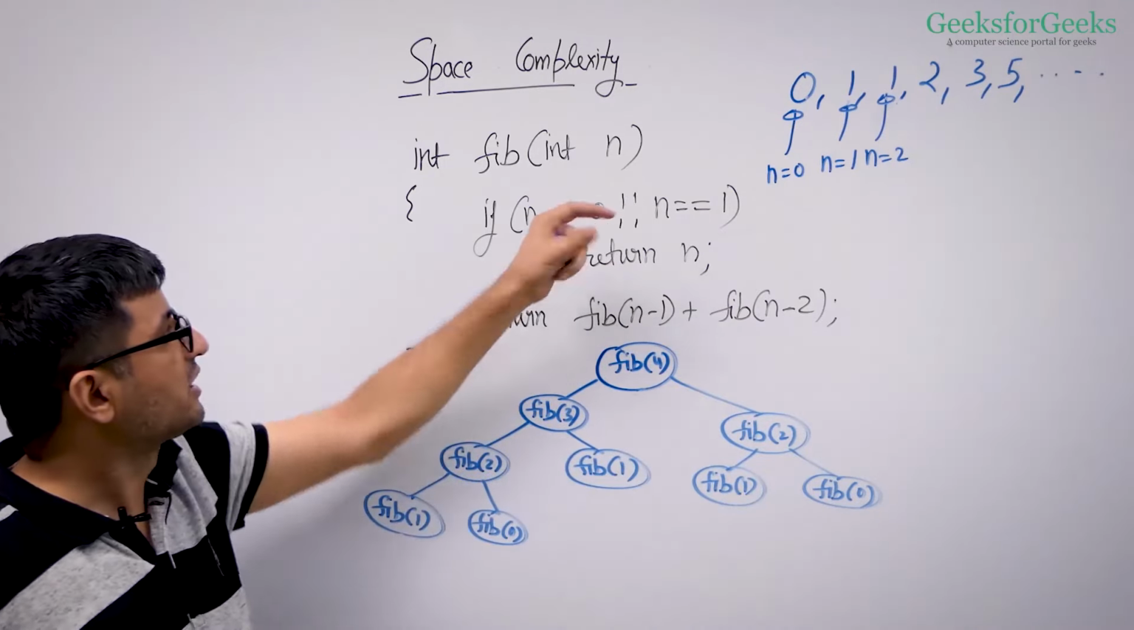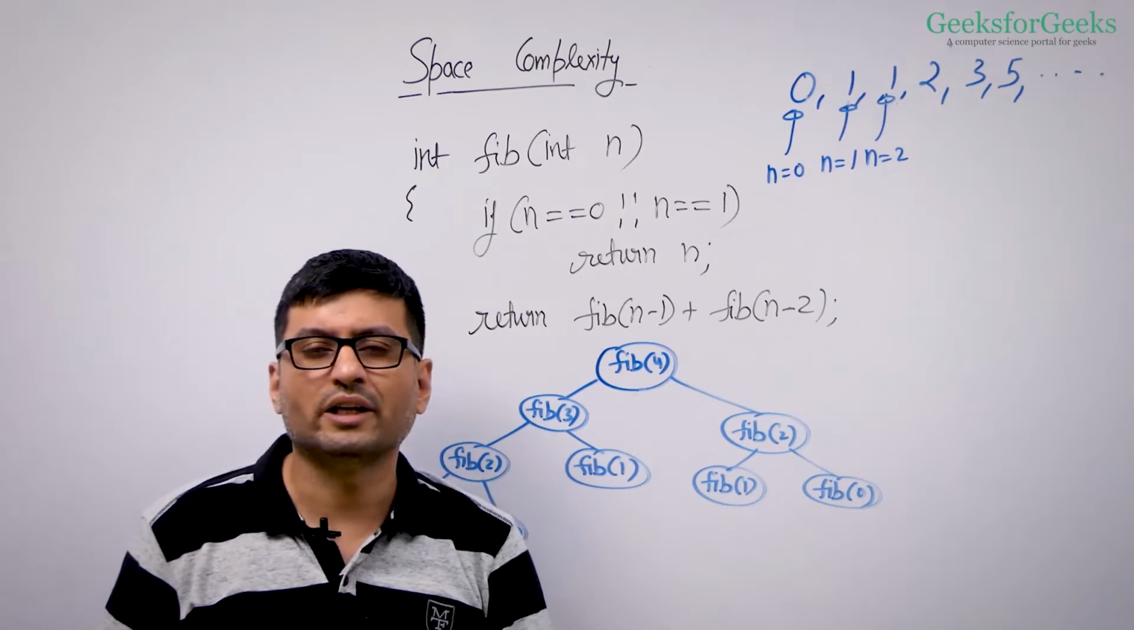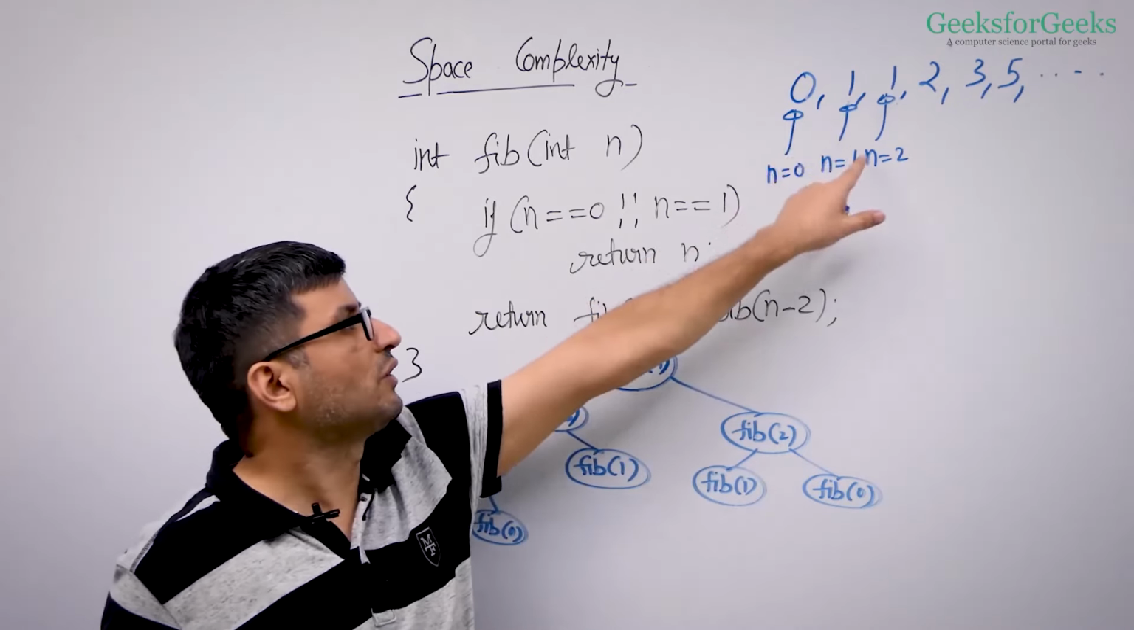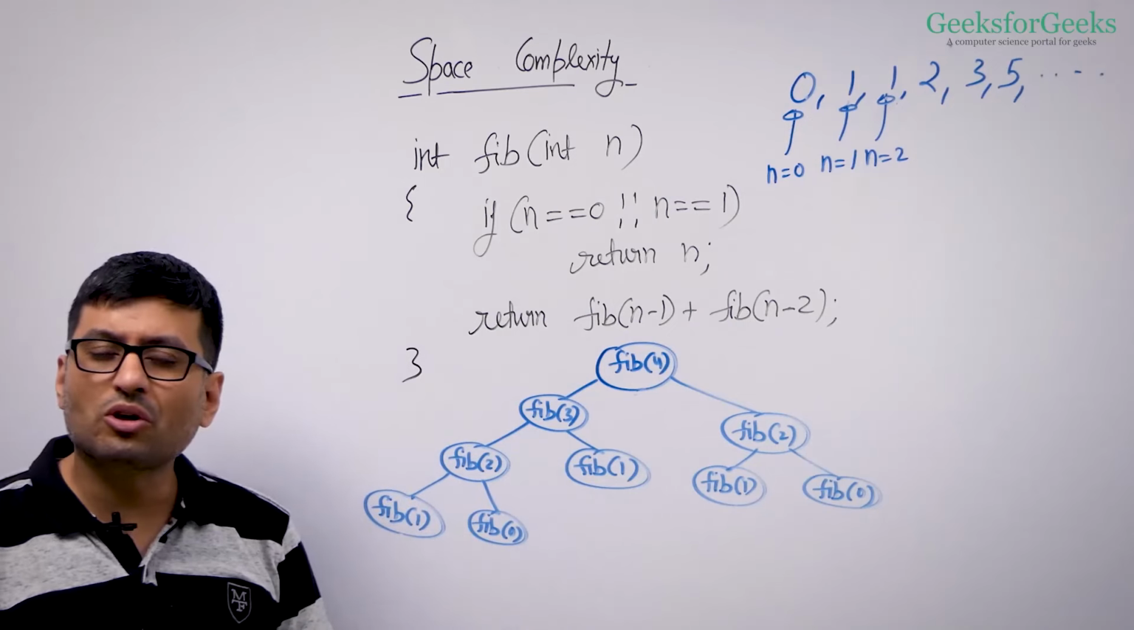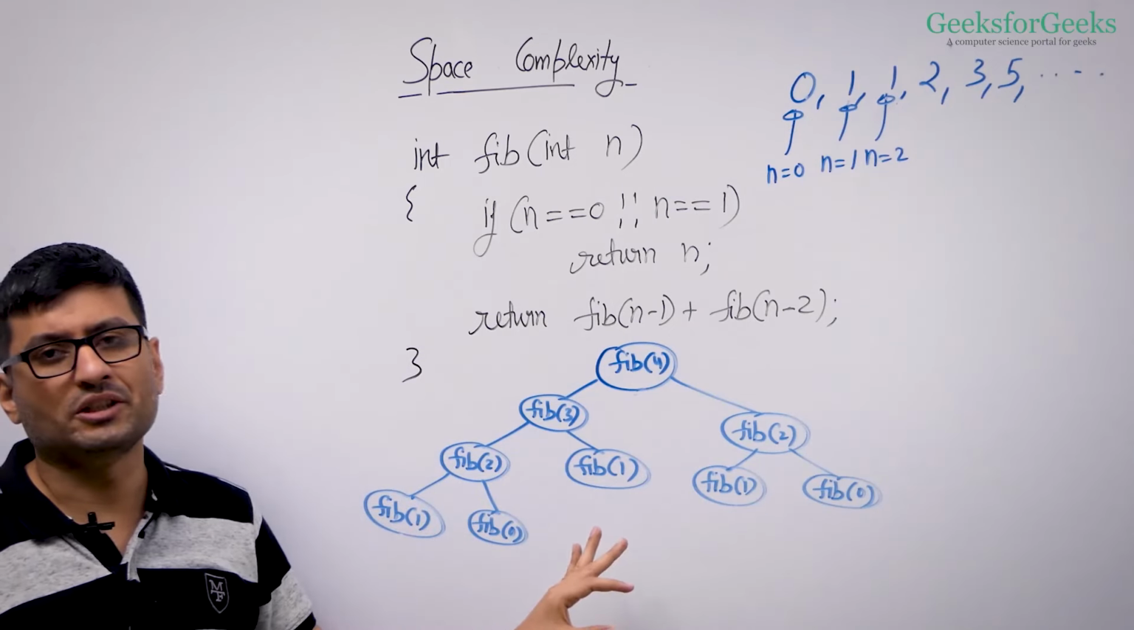That's what we are doing here. And we are handling the base cases. If n becomes 0 or 1, we return n. For 0, it's 0. For 1, it's 1. I have also drawn the recursion tree for Fibonacci numbers.